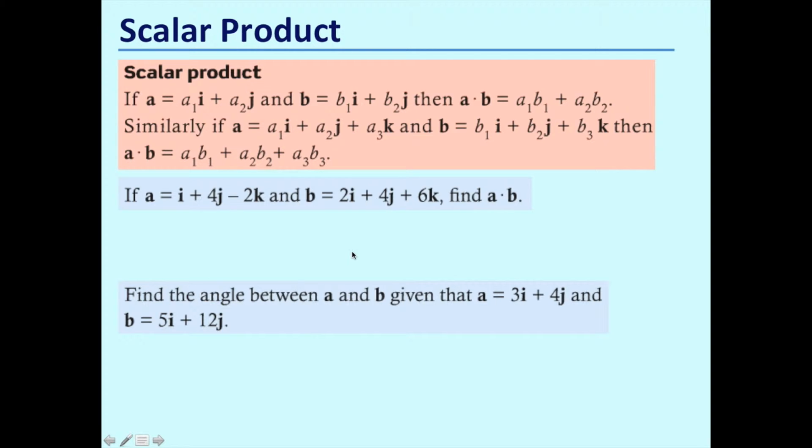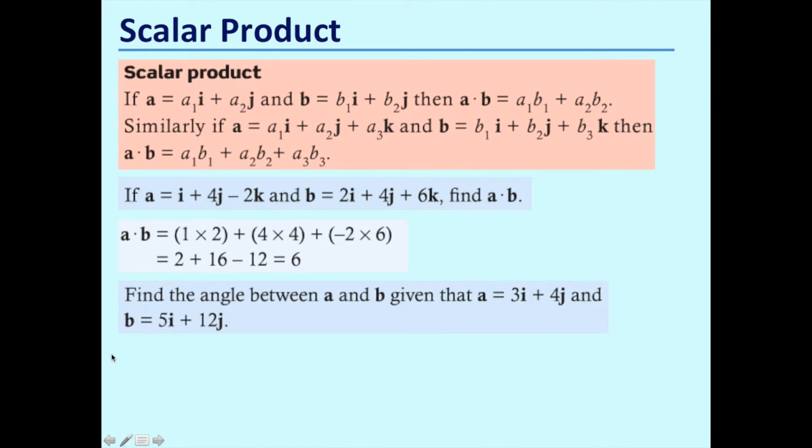For this question, you've got two vectors, vector A and B. I just want you to find the dot product. And in this one, again, you've been given two vectors, but here you've been asked to find the angle between them. So have a think about the two formulas we've looked at on the previous slide, and then try and apply those to these questions.